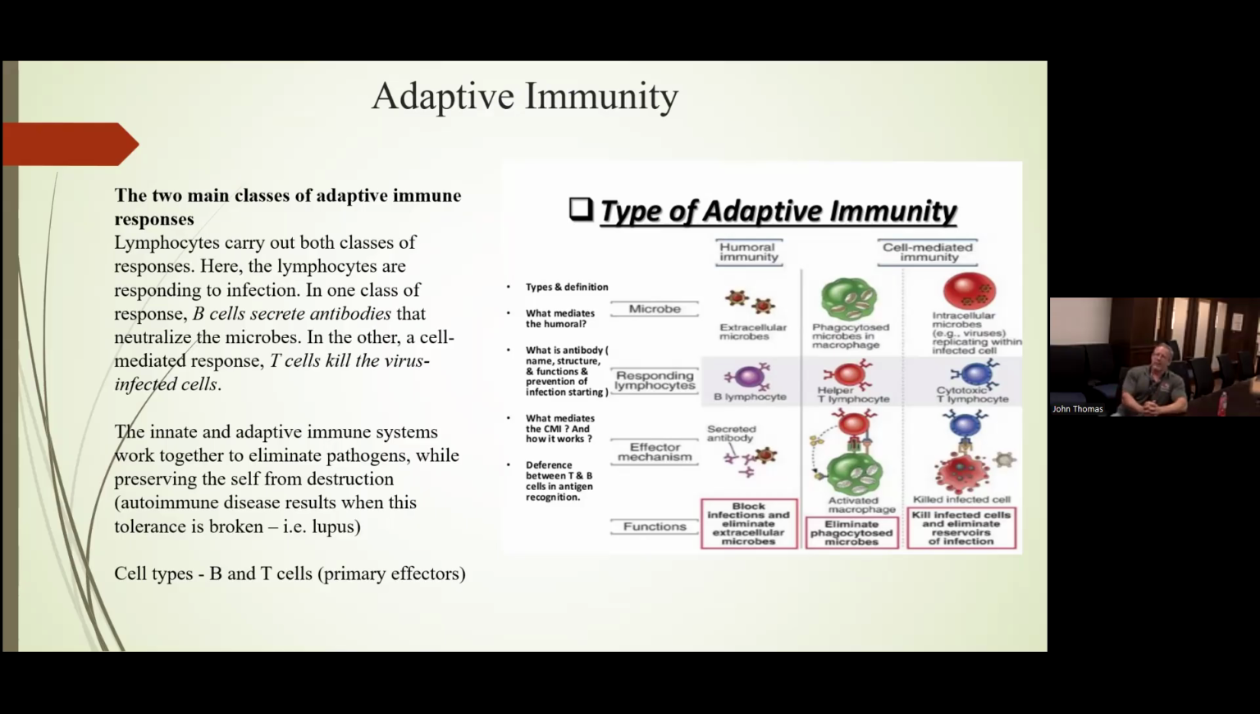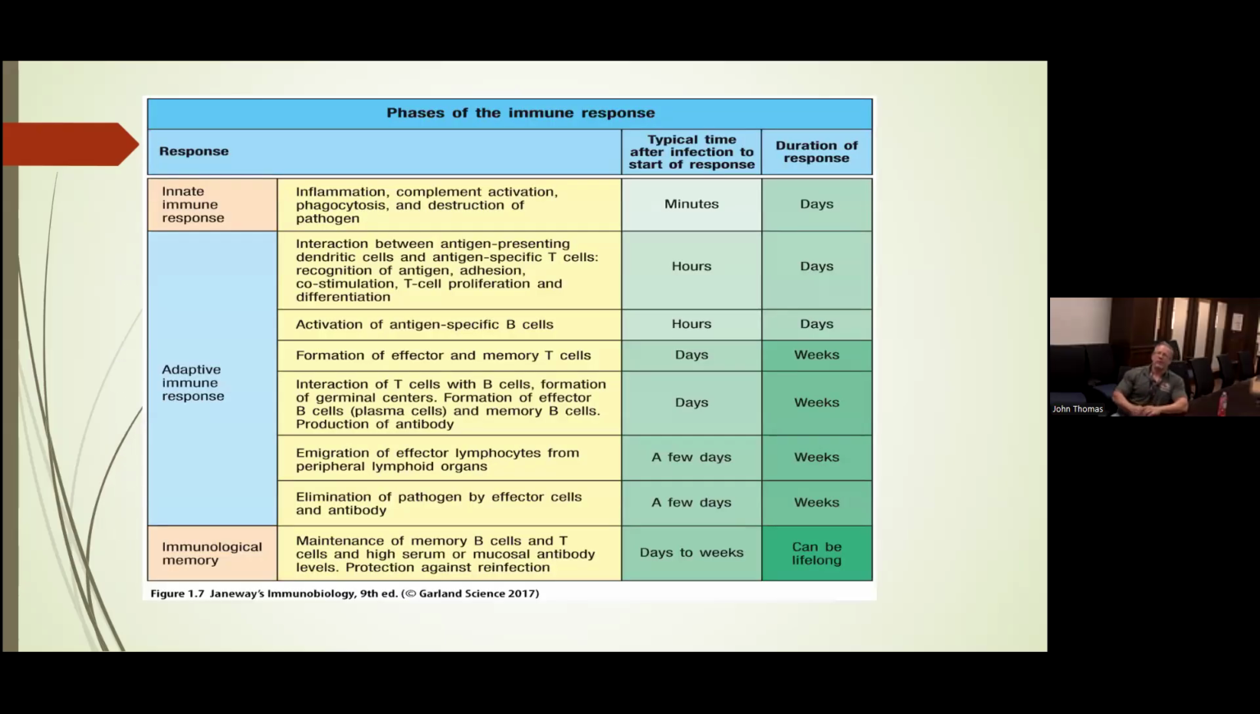So when we're talking about the adaptive immunity, we're talking again about B cells and T cells. Another way that this is commonly referred to is humoral immunity and cell-mediated immunity. Again, humoral immunity refers to the production of antibodies through B cells, and cell-mediated immunity really refers to the actions of T cells directed against infected cells. So let's talk a bit more about the adaptive immune response.